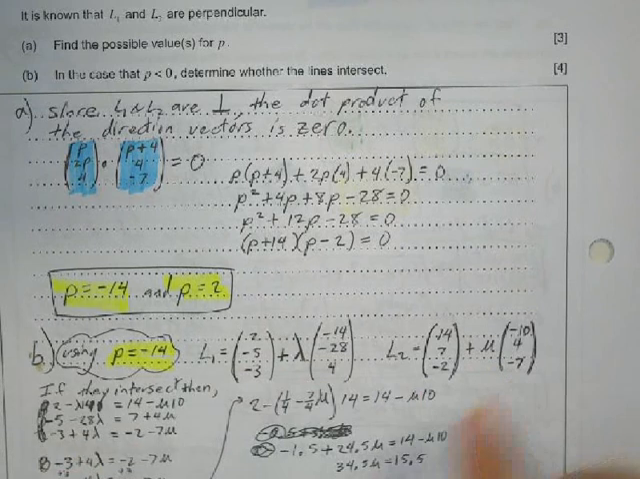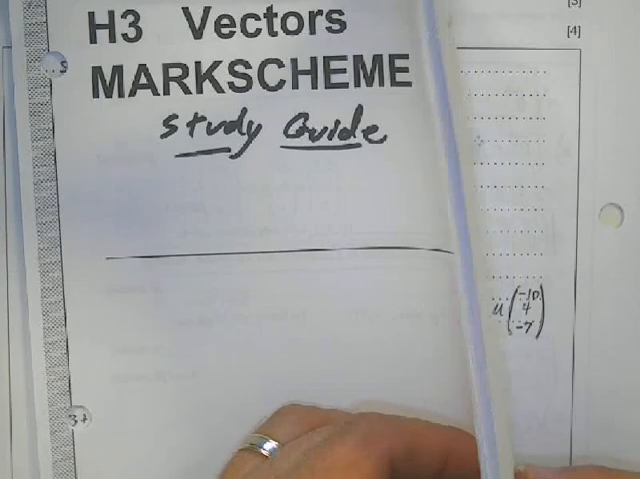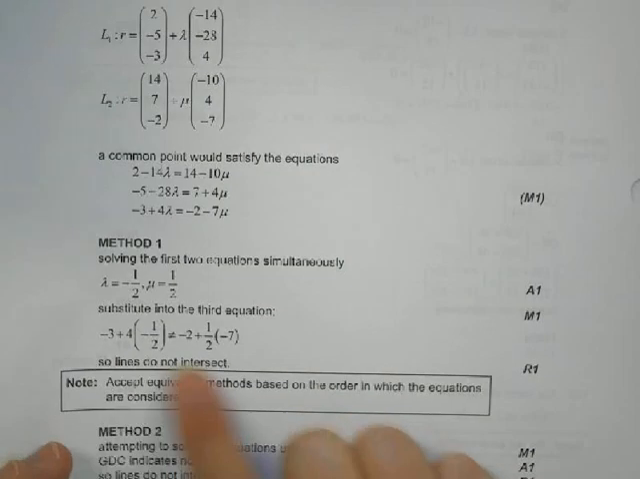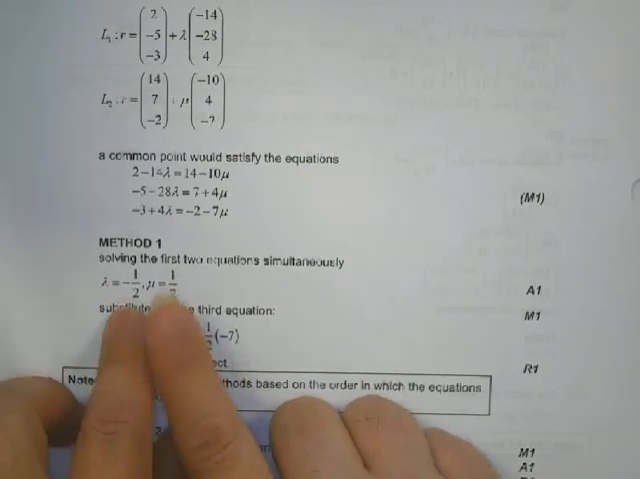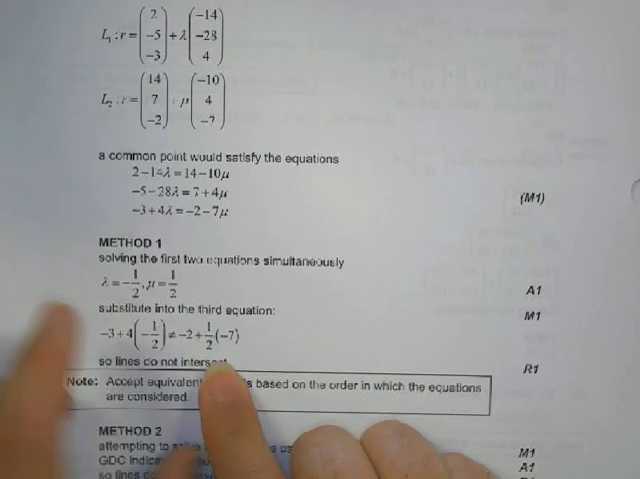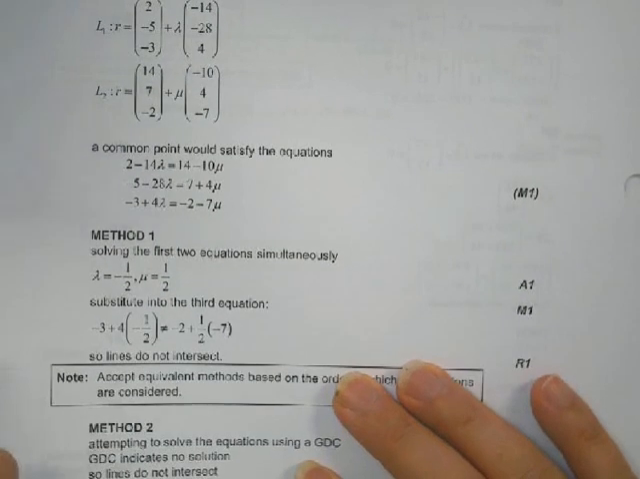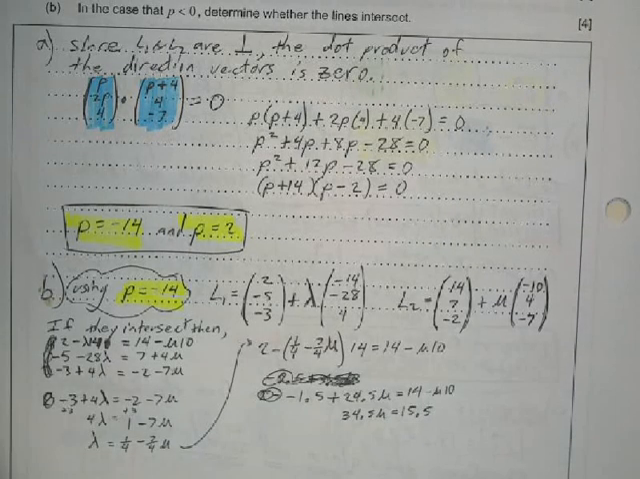So you can use elimination or substitution, and you're going to find out that they do not intersect because you're going to get two different values for lambda and for mu. I'm going to show you in a month or so how to find these solutions using matrices. And I hope that review works well.